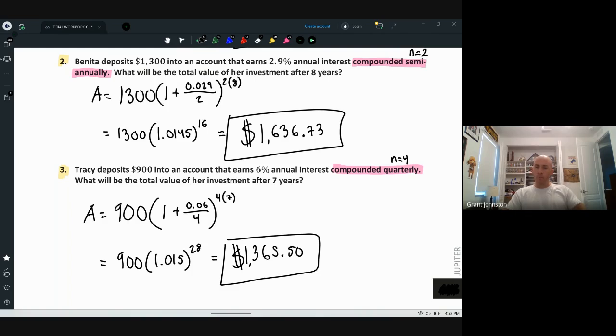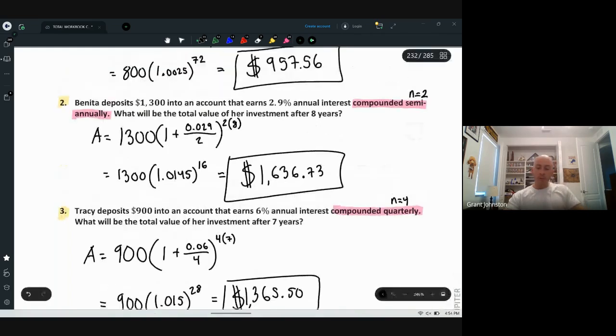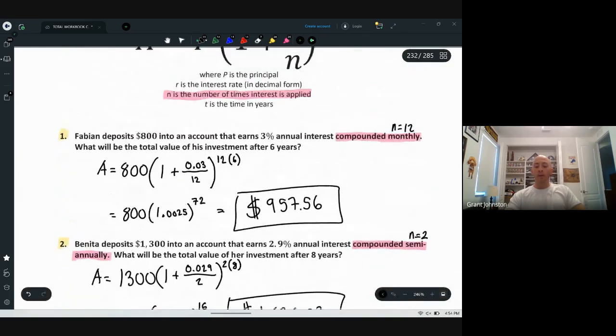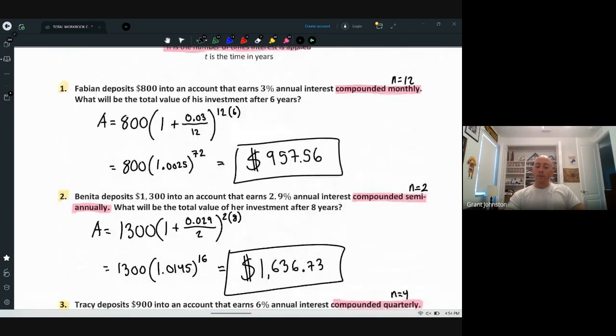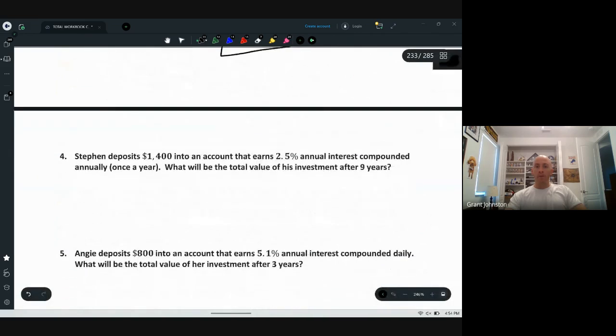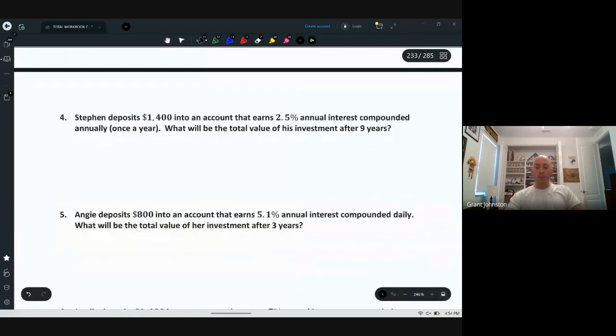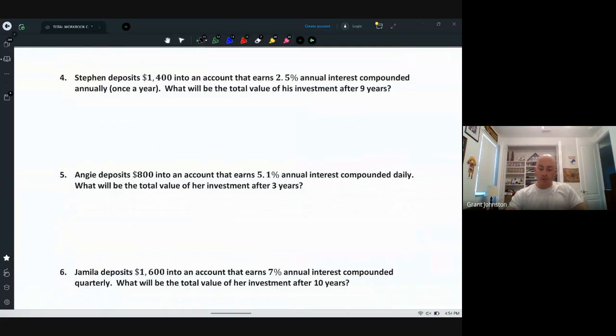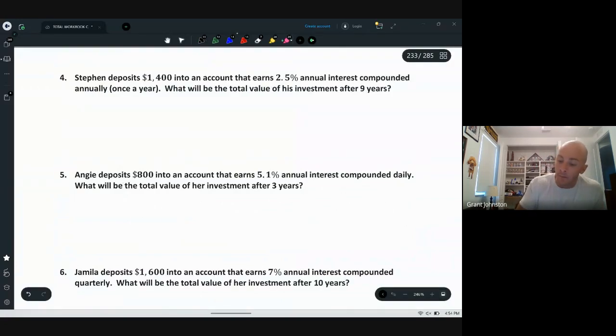All right, so that's what it takes to do these problems. Just apply this formula with all these problems here. So let me talk about a few more here. I'm not going to do these, but I just want you to understand what it's saying. This one says compounded annually, and it says in parentheses just once per year. So that means n is going to be 1 on this.